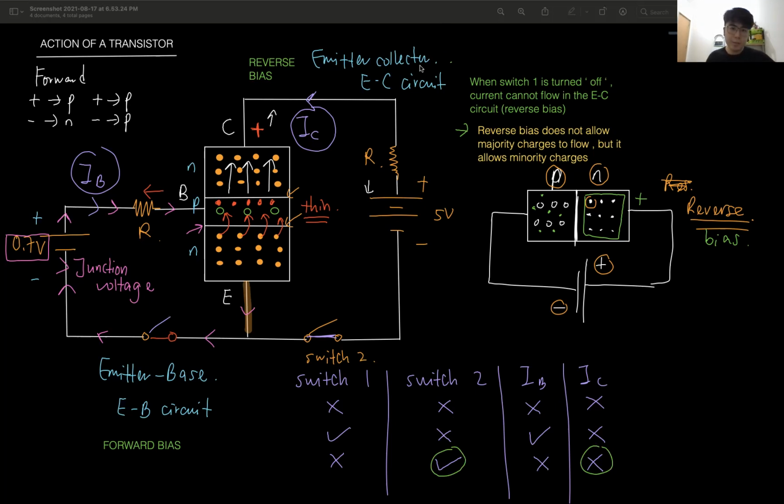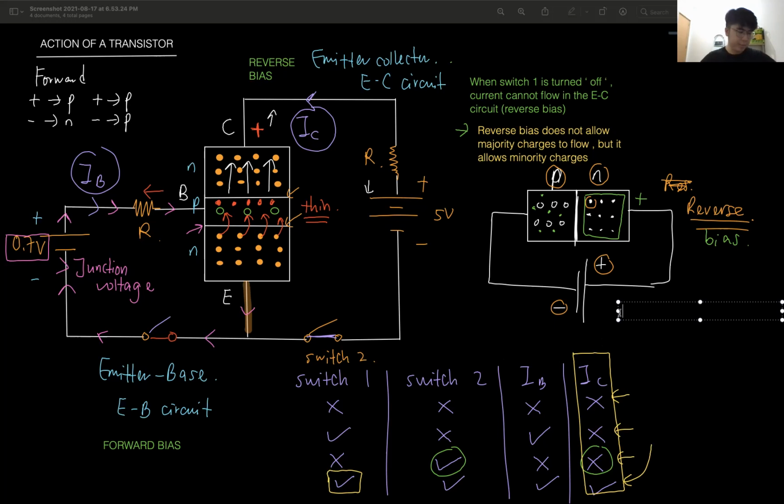Okay, now last one. I switch on, there's current flow, and there's current flow. Look at the IC, the current flowing in the collector circuit. No current, no current, no current. Yes, this one got current. So there's only current flow when switch 1 is turned on. We can say that the current in the IC is controlled by the current in the IB.